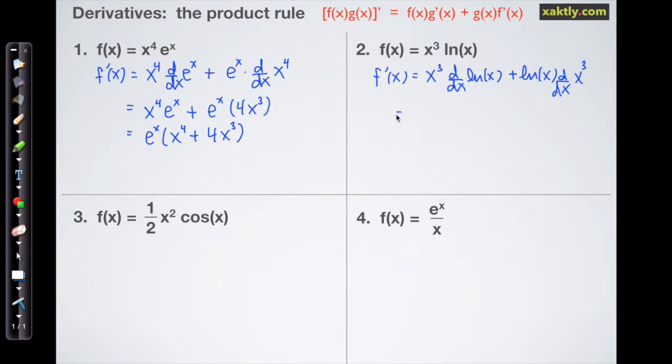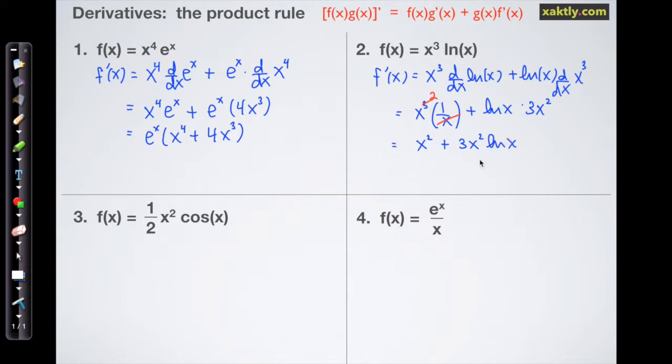Once I have it all written out, it's pretty easy to just take those derivatives and do the multiplication and simplify. So I have x cubed times 1 over x, that's going to simplify, times the log of x times, that'll be 3x squared. Those x's cancel, so I have, let's see, x squared plus 3x squared log x.